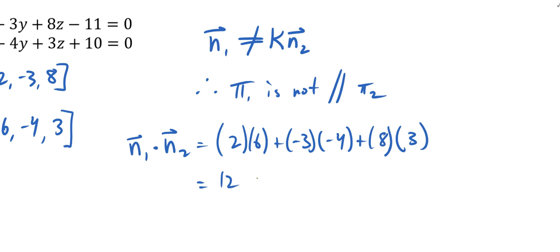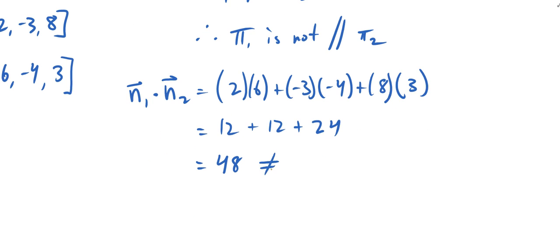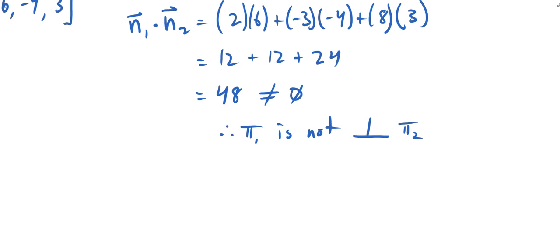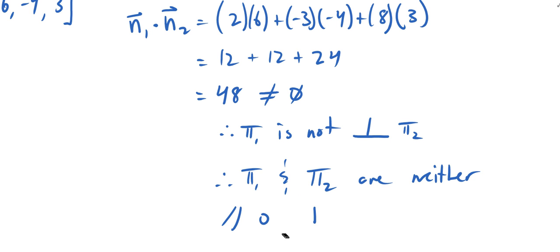I got 12 plus 12 plus 24. Is that what it looks like to you? 48, which does not equal 0. Therefore, pi 1 is not perpendicular to pi 2. So they are neither parallel nor perpendicular. Okay.